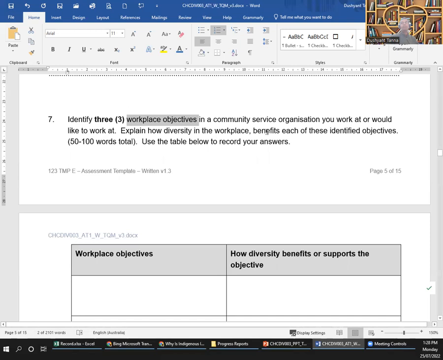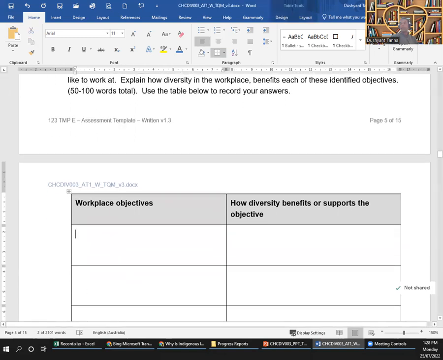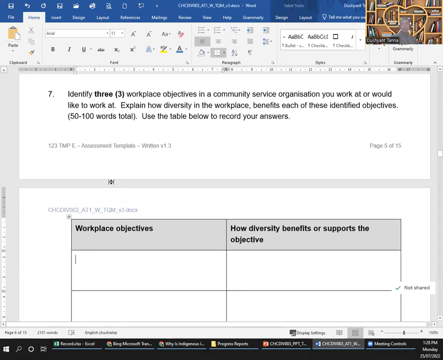Explain how diversity in a workplace benefits each of the three identified objectives. And use this table to record your answers. Workplace objective. Let me minimize that.